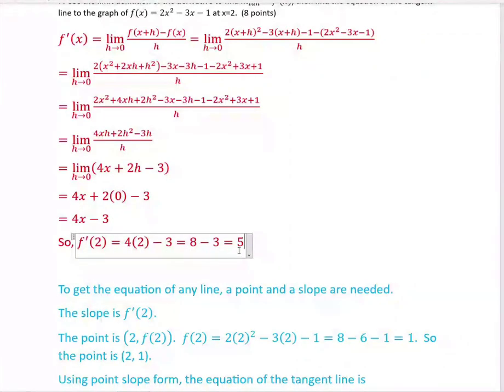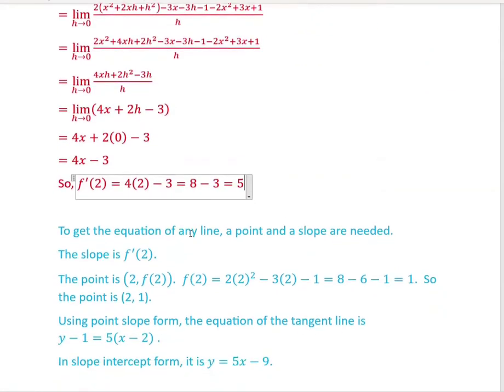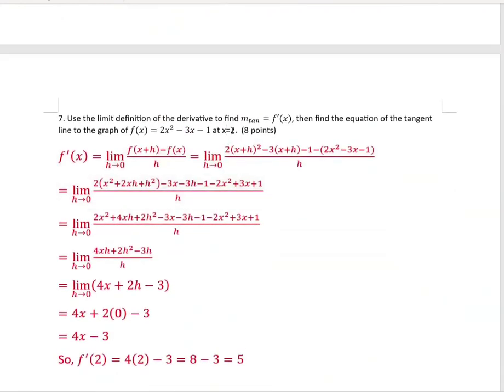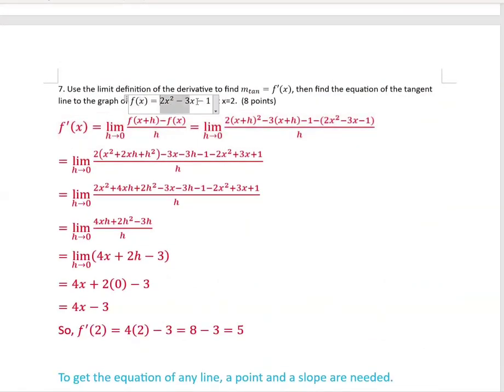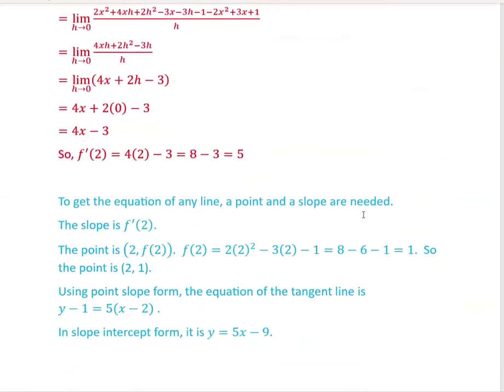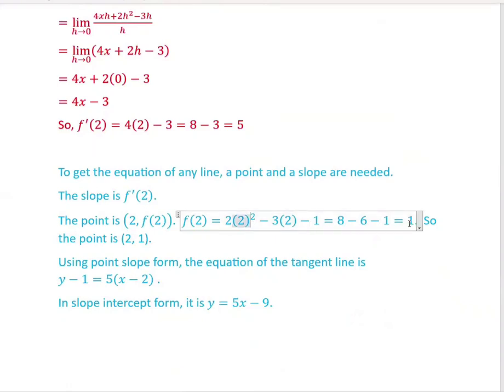This is the slope of the tangent line. That's what the derivative is. So to get the equation of any line, we need a point and a slope. We found the slope just now, that's f prime of 2. The point is, we want the tangent line at x equals 2, so we need 2 comma f of 2 as the point. What is f of 2? We just plug in 2 to get f of 2. That's what I showed over here. It's equal to 1. You can go through the math yourself again. So the point is 2 comma 1.